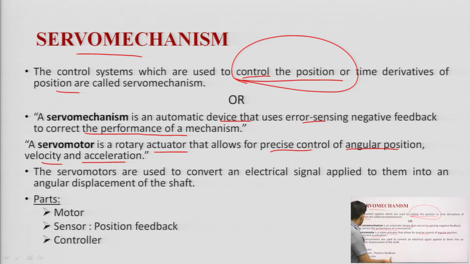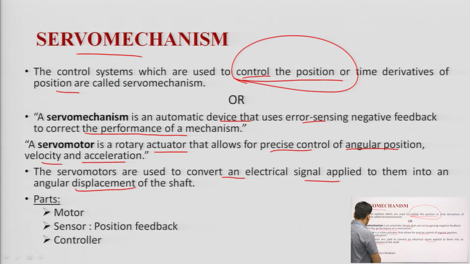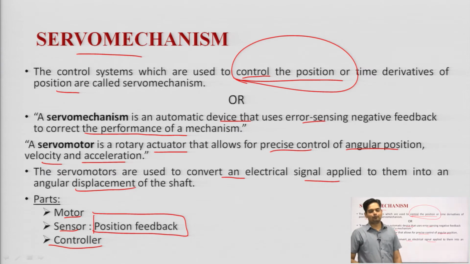Servo motors are used to convert an electrical signal applied to them into angular displacement of the shaft. If we see the basic parts here, one is the motor, and the sensor will detect the position for feedback with the help of negative feedback. Then we will see one more part, the controller, which will decide by how much angle we have to rotate, and control the position of the system.